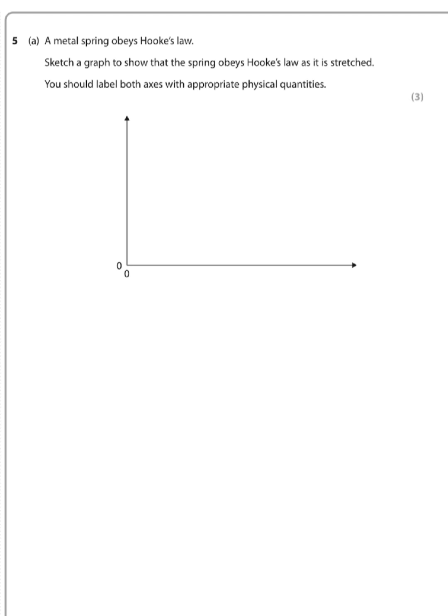Question on Hooke's law. So being asked to sketch a graph to show that a spring does obey Hooke's law as it's stretched. In order to do that, you need to be able to know what Hooke's law is. So Hooke's law is F is proportional to x, or rather F is equal to kx. So because we have a directly proportional relationship, that means that we are looking for a straight line that passes through the origin. So that's the first thing you need to be aware of.